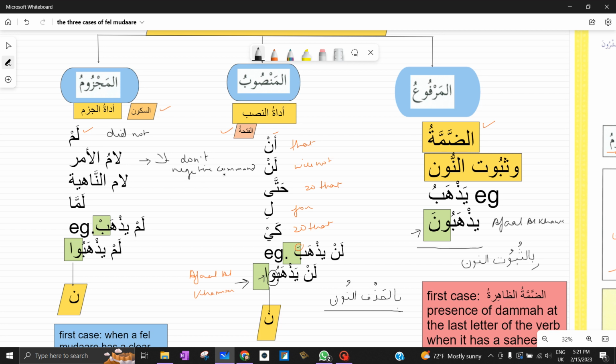So la is don't. This is a negative command, and when you want to say don't eat or don't write, you are commanding in a negative. So this is lamul amr. Sorry, I'm so sorry. This is not lamul amr. This is lamul amr, negative command, and this is for a positive command. So I got mixed up. This is for positive command. Lamul amr, positive command.